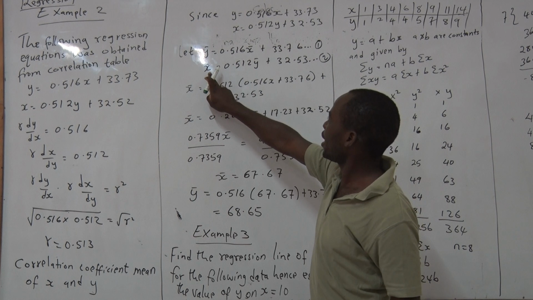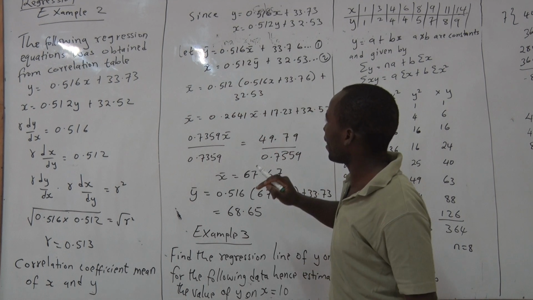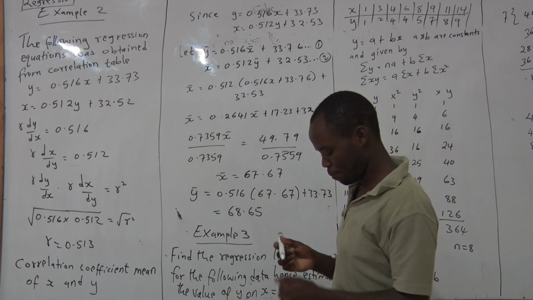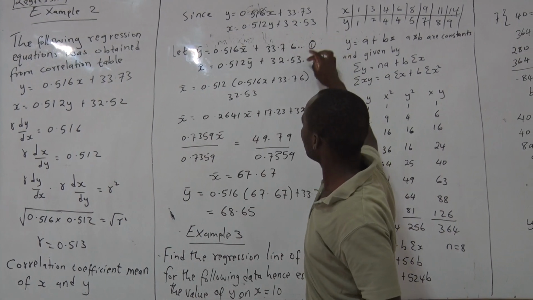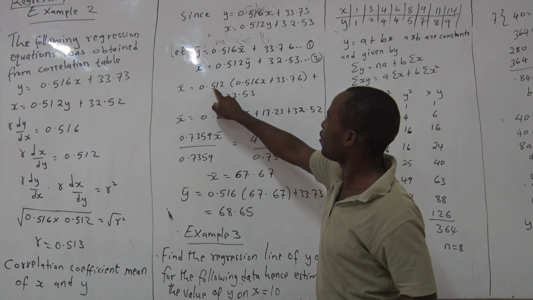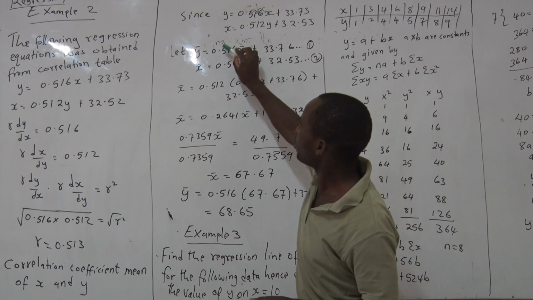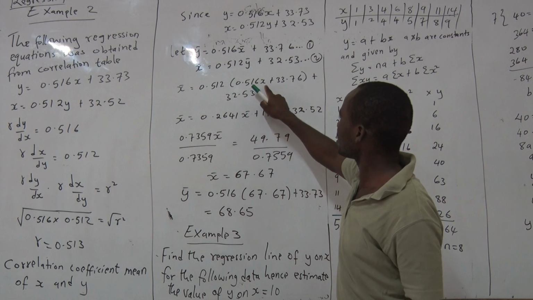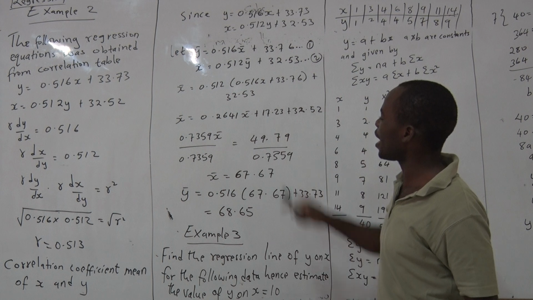And as you can see, x bar is that, and we have x bar here. So we substitute equation 1 into equation 2. We are left with x bar is equal to 0.512 in bracket y bar. Y bar is the whole of this term here. So 0.516x plus 33.76 plus 32.53.